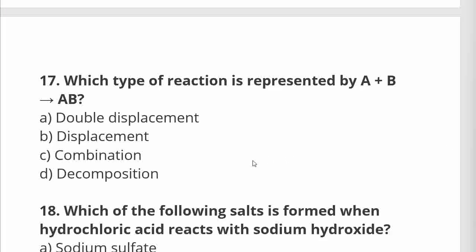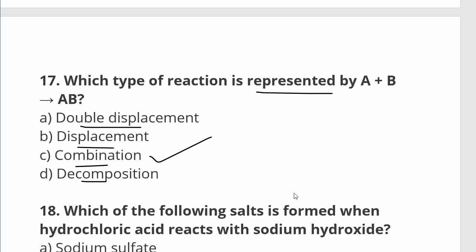Which type of reaction is represented by A plus B is equal to AB? Options are A. Double displacement, option B. Displacement, option C. Combination, option D. Decomposition. Then the right answer is option C.